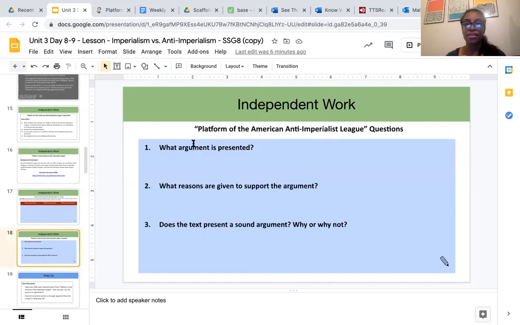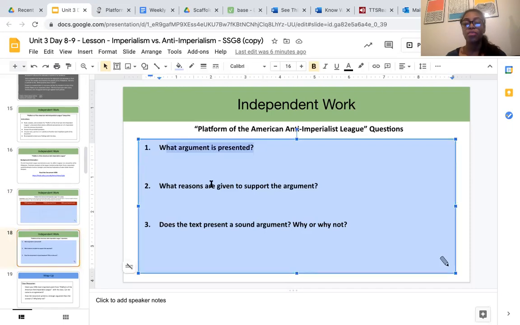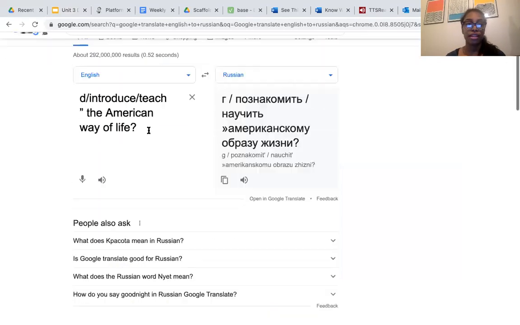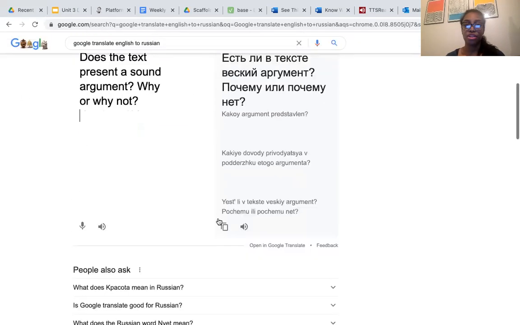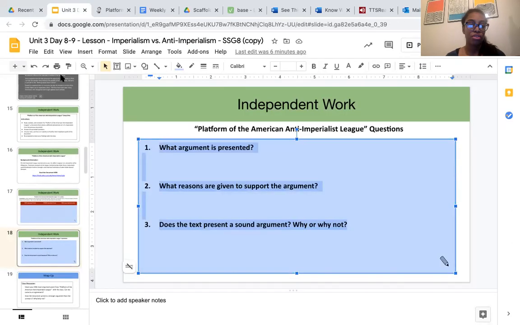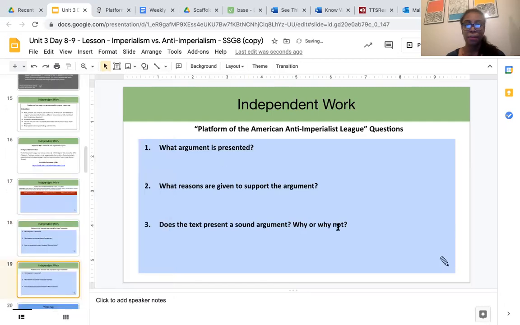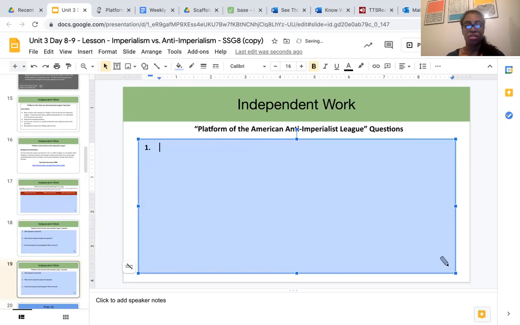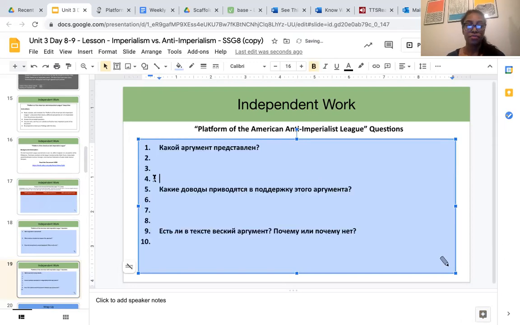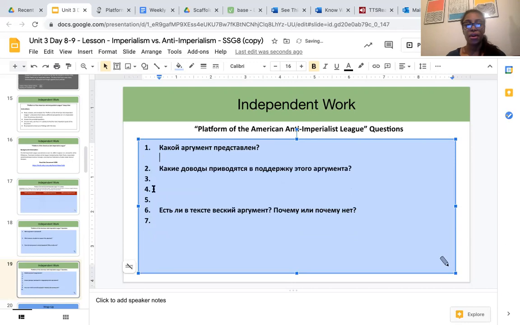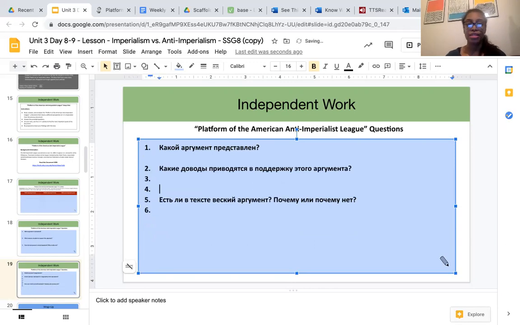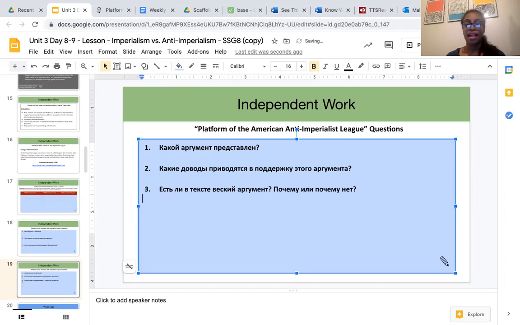You also have these questions: what argument is presented? What reasons are given to support the argument? Does the text present a sound argument? Why or why not? You want to give it to your students in their home language? You can go to Google Translate, copy paste, let's say English to Russian, and boom, you can duplicate this slide, right? And you could copy and paste. And there it is also accessible to your ELLs. Well, the formatting is a little bit off here, but definitely a helpful resource. And I hope this helps. Thank you.